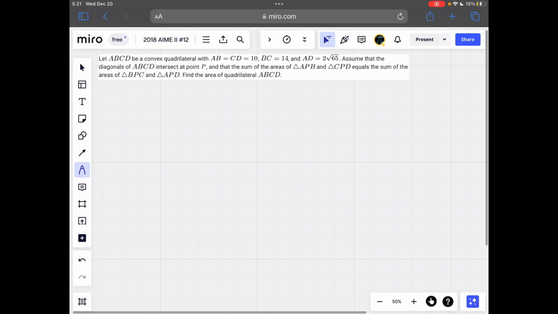Let's first draw our quadrilateral ABCD. It has side lengths AB and CD both equal to 10, BC is 14, and AD is 2 root 65. Since root 65 is just a little over 8, 2 root 65 would be a little over 16, like 16.1 or something. So let's draw the quadrilateral ABCD. First, we draw AB and CD, which have equal length, both equal to 10. BC is equal to 14. And AD is equal to 2 root 65.